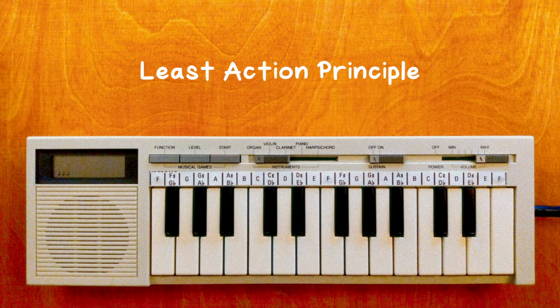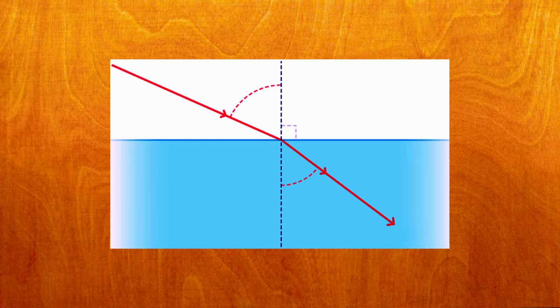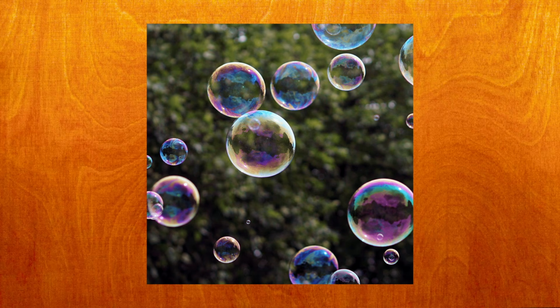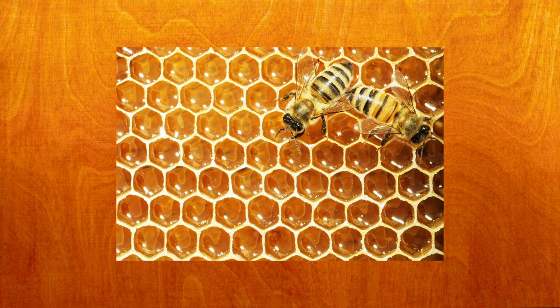Nature is lazy in a smart way. Light bends entering through water to take the fastest path through. A soap bubble pulls into the tightest shape it can hold. And a honeycomb is made of hexagons because that's what walls off the most space with the least wax. Every time, nature spends the least it can. And here's the thing. The same principle governs how chords connect. It's not an iron law, but it's a starting point.